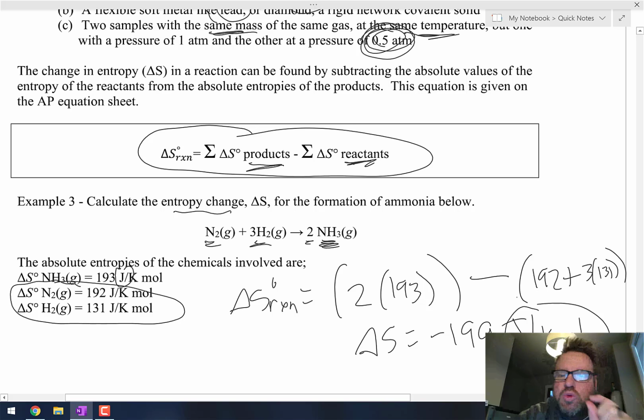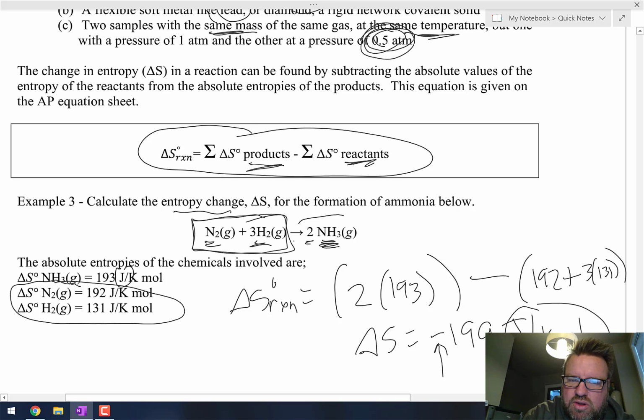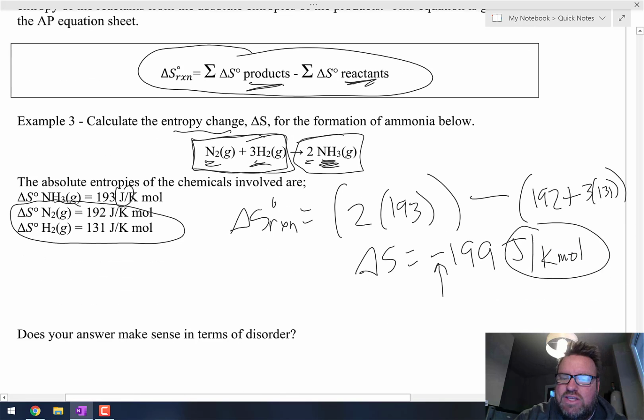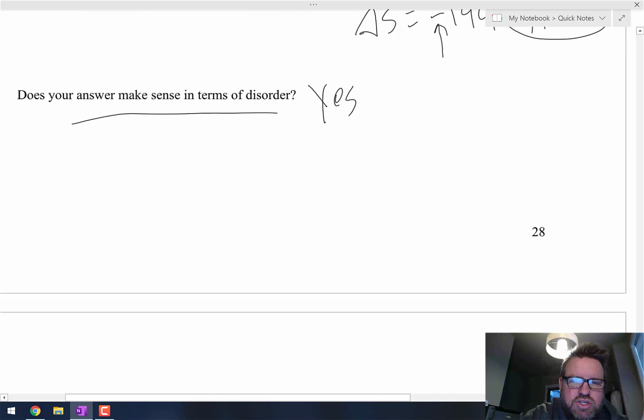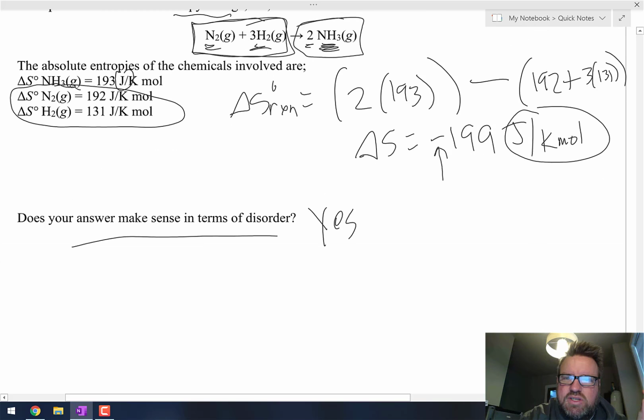Okay, now, would you predict the entropy change to be negative? Absolutely, yes, you would, because you're going from 4 gas particles to 2 gas particles. That is becoming more ordered, and so absolutely, yes, you would predict that without even doing that. So does your answer make sense? And yes, in terms of disorder, absolutely, yes. A negative value when you're going from 4 gas particles to 2 gas particles is 100% yes on that.